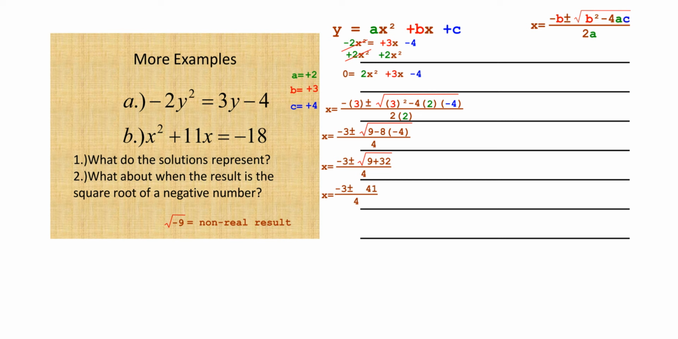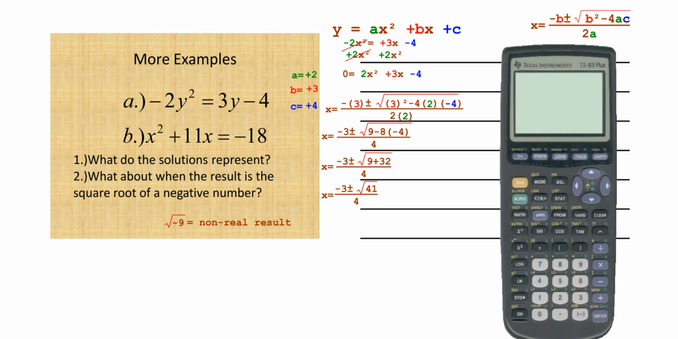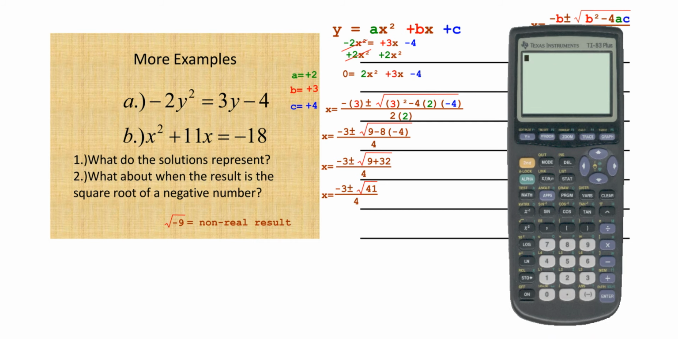So up next, 9 plus 32 gives us 41. And we're taking the square root of it now. I highly recommend you, well, maybe use a calculator. Maybe easier in this case, rather than guessing and checking. So we go second, and the x squared button will give us the square root button. So second x squared will give us the square root, and type in 41. Hit enter, and now we get our answer of 6.4 roughly.